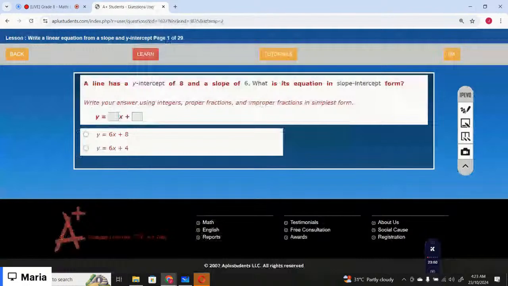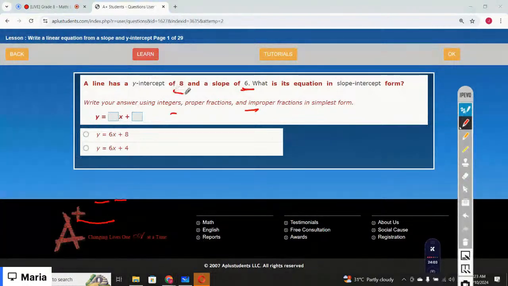Okay, let's just start with the test questions. A line has a y-intercept of 8 and a slope of 6. What is the equation in slope-intercept form? You are given the slope is 6, right? And the y-intercept is 8. So option number 1 is the correct option. That is y equals 6x plus 8.